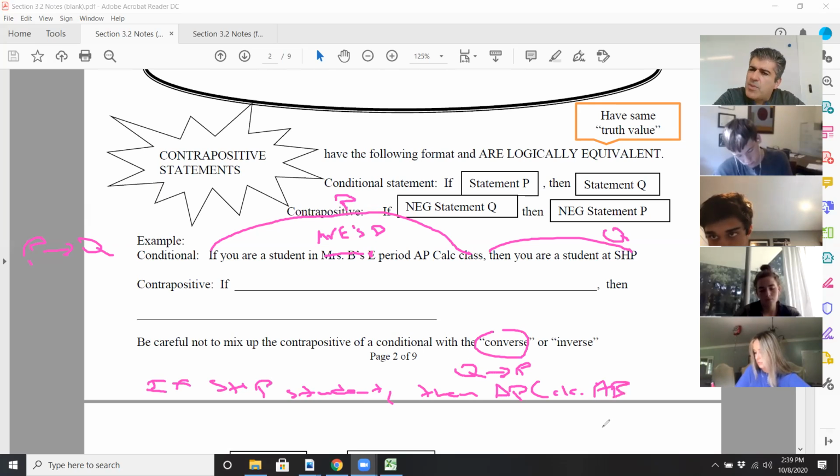Well, don't we have freshmen at the school who are SHP students? Are they taking AP Calculus? No. So that's not true. So the converse is not necessarily true.